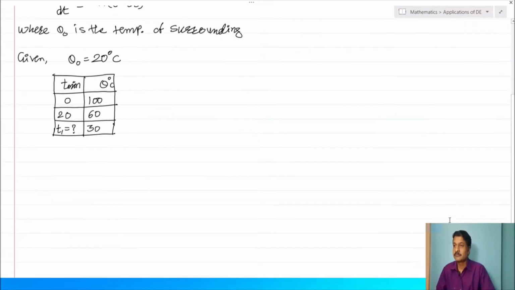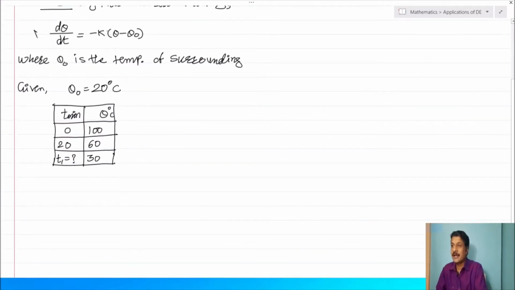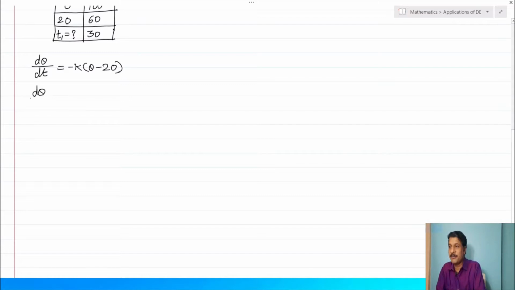So with this theta 0, the rate of change of temperature now becomes d theta by dt equal to minus k (theta minus theta 0, which is 20 now). So now separate the variables. I am getting here d theta upon (theta minus 20) equal to minus k dt. So this is equation number 1, which is in variable separable form.